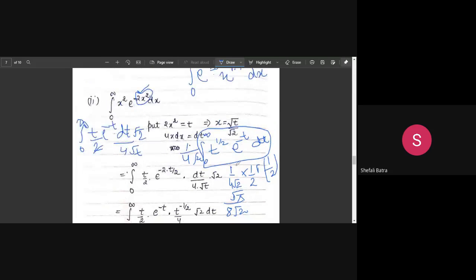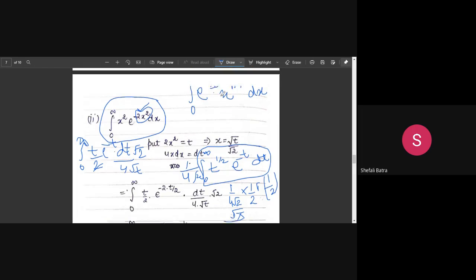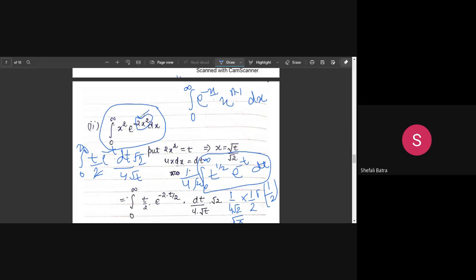Is it clear, beta? So whenever you are observing such type of integral, first you'll be checking the limit is 0 to infinity and an exponential function is there, so it means you can apply the definition of gamma. Then for applying the definition of gamma, you'll be checking what factor is problem creating. So whatever is problem creating, put it as some variable and then solve it.